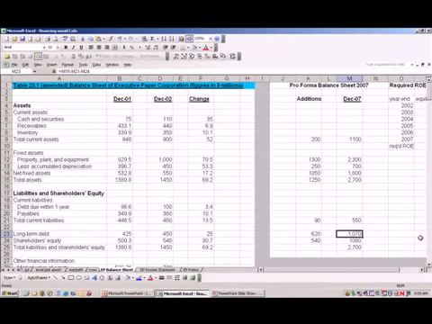Now let's talk a little bit about why it's okay to come up with a plug number here. Why is it okay to determine the long-term debt amount that makes the balance sheet balance?